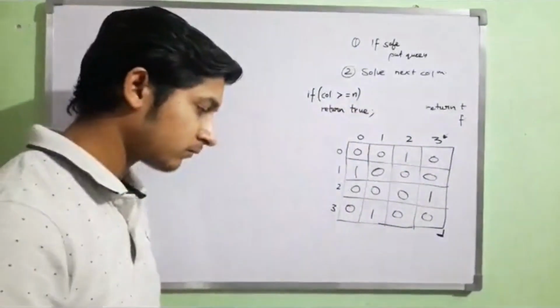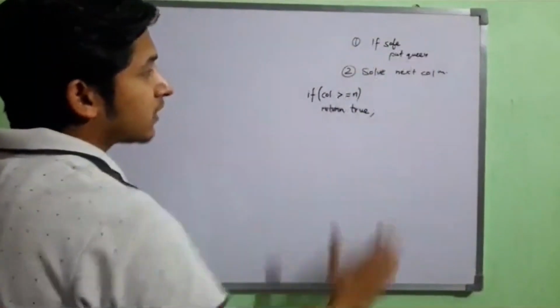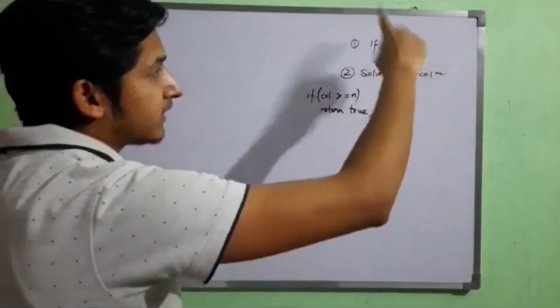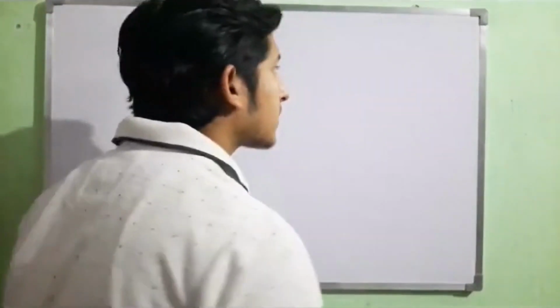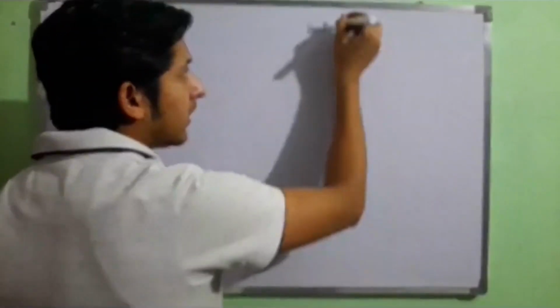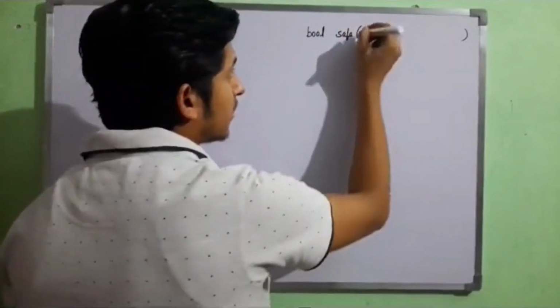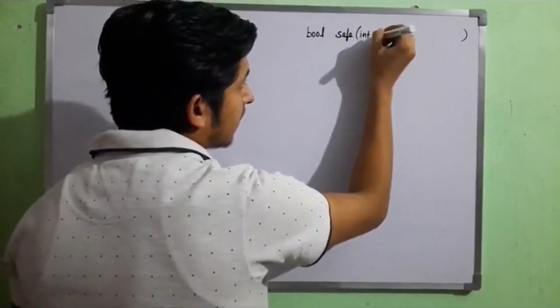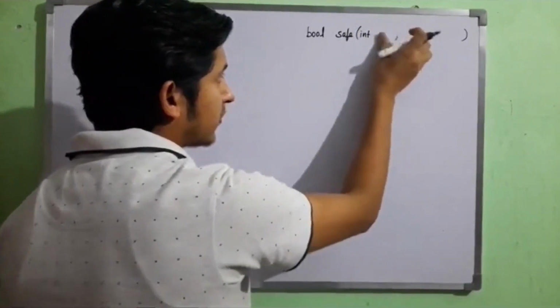Okay, basically I need 2 functions. First to find if the place is safe, second to solve the subproblem. Now to check if the place is safe, I need 3 parameters only. So let's write the boolean function that will return true if the place is safe and will return false if the place is not safe. So I'll have a board array. Okay, let's make it AR only.